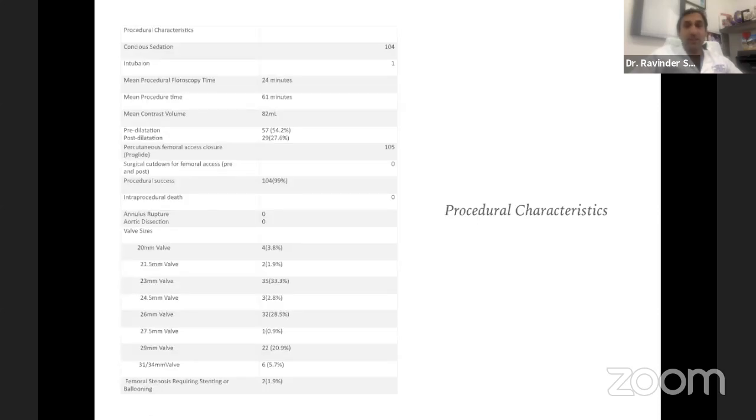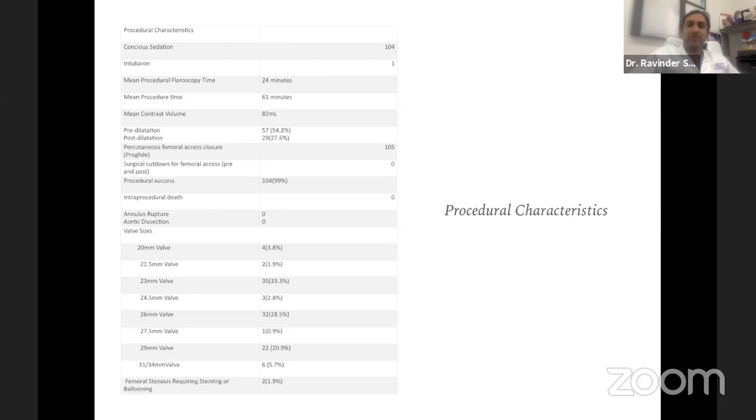Procedural characteristics. 104 patients all underwent conscious sedation, minimalist TAVR procedure. Intubation was done in only one patient. The mean fluoroscopy time was 24 minutes, mean procedure time was 61 minutes, mean contrast volume was 82 ml, pre-dilatation was done in 54% of patients, post-dilatation in 27% of patients, and percutaneous femoral access closure was done in all the patients. There was no surgical cut down pre or post, and ProGlides were used in all the patients. Procedure success was 99%. There was no intra-procedural death.